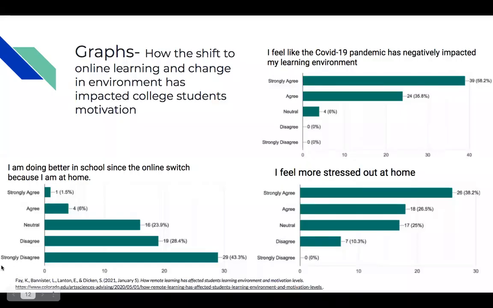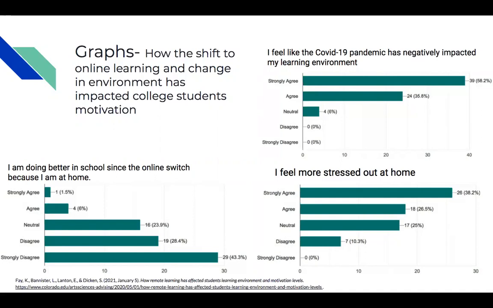All right, now we're going to be looking at some different graphs. This graph will show how the shift to online learning and change in environment has impacted college students. About 70 college students were interviewed and asked to respond to the given statements.